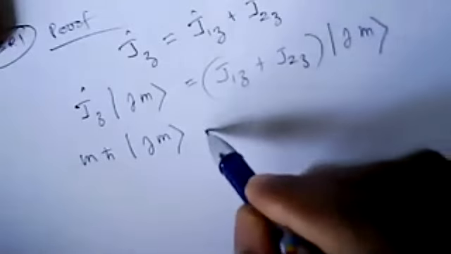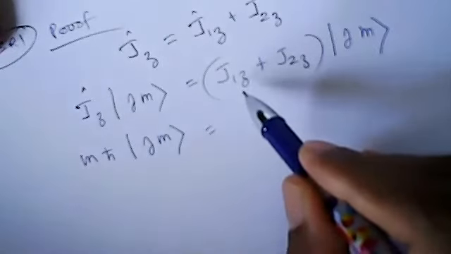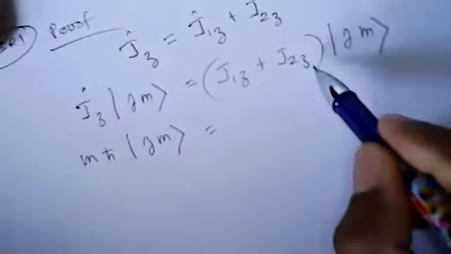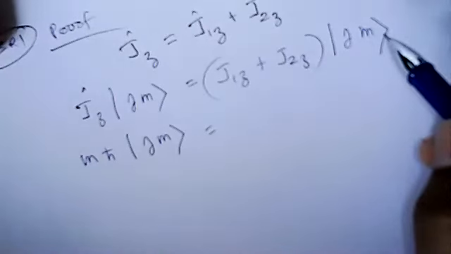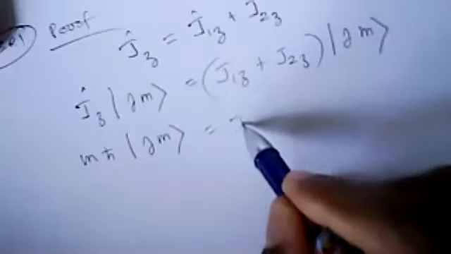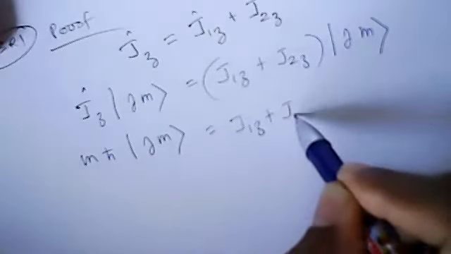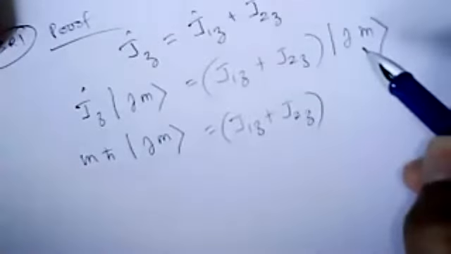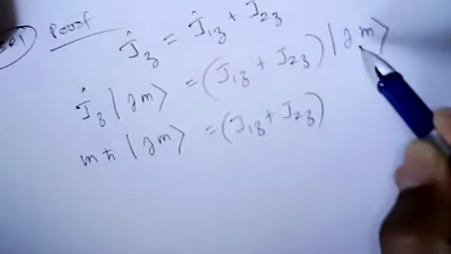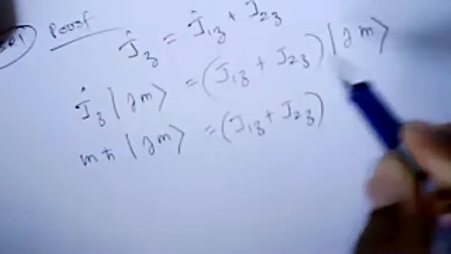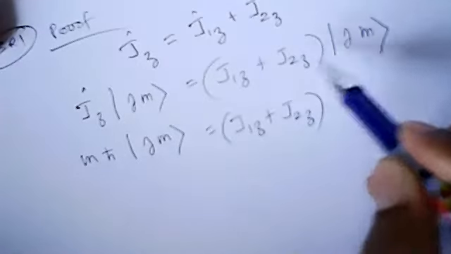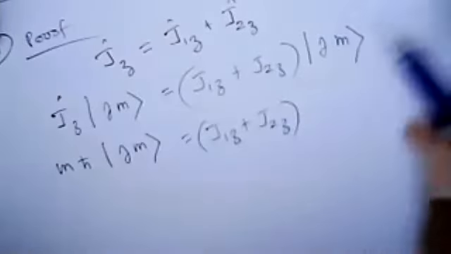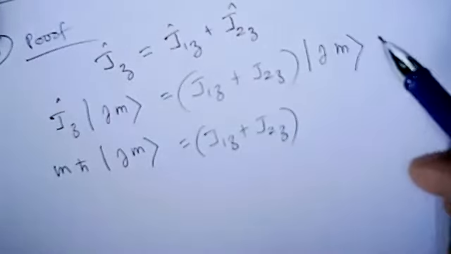Now on the right side, J1Z plus J2Z acts on ket Jm. This cannot act on this one because this is not an eigenstate of J1Z and J2Z, because there is no M1 and M2 here. This is only J1, J2, Jm. No M1, M2 is here.